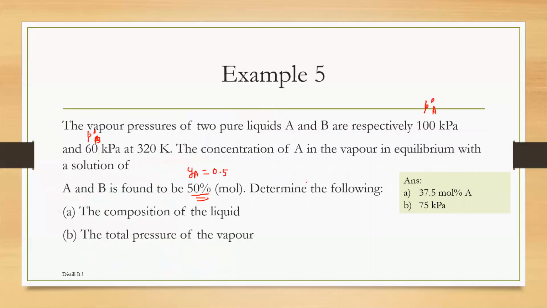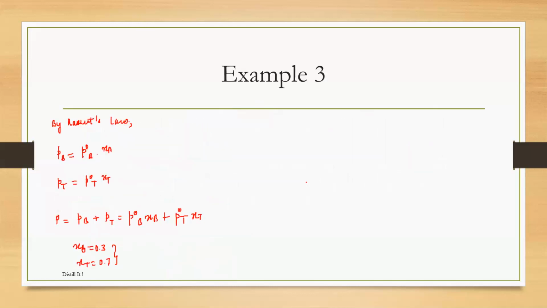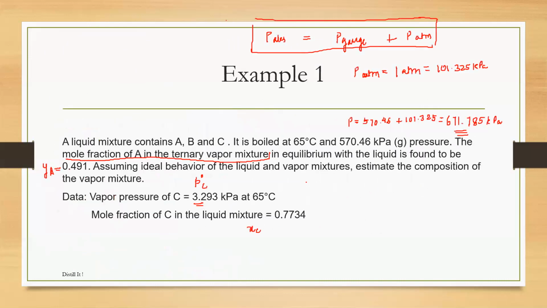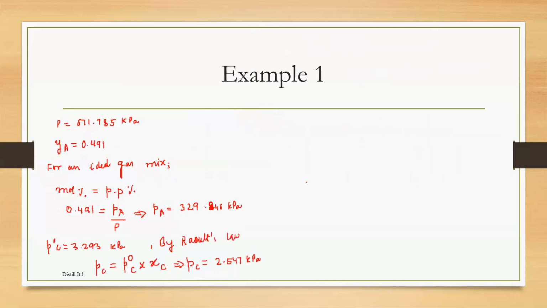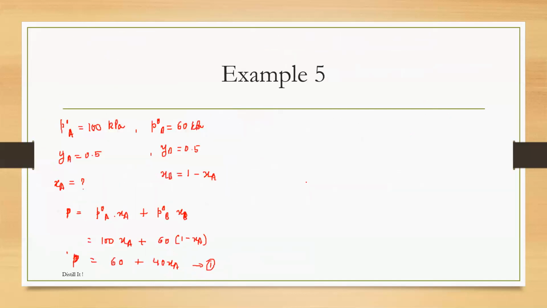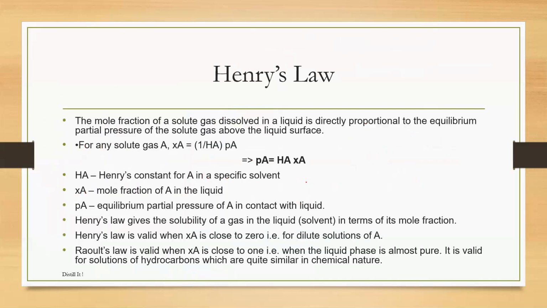These were the 6 examples that I had brought to you for the application of Raoult's law and vapor liquid equilibrium. You can watch the video again and try to get the concept of these examples. Then we'll move on to the next part, the next law, that is Henry's law.